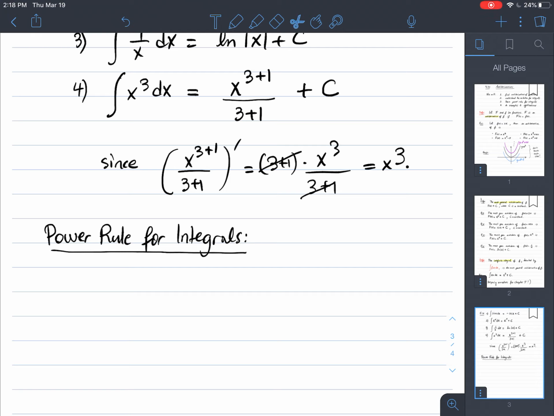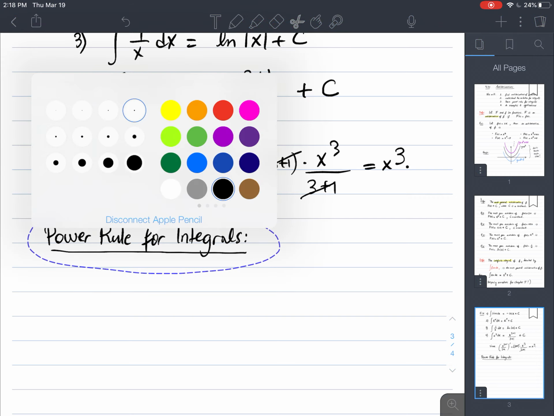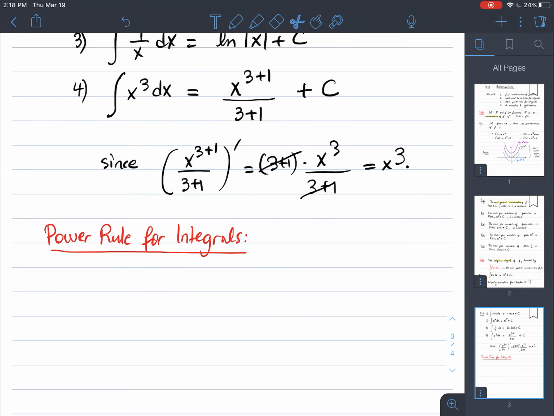So again, this is important, so let me highlight this. Okay, so it goes like this. The integral of x to the power of n dx is equal to x to the power of n plus 1 over n plus 1 plus the constant c, as long as n is not negative 1.